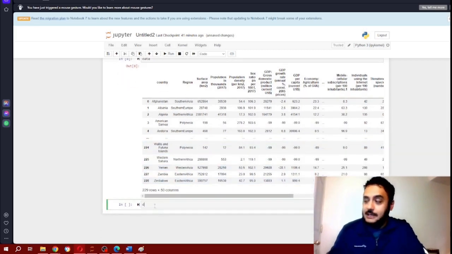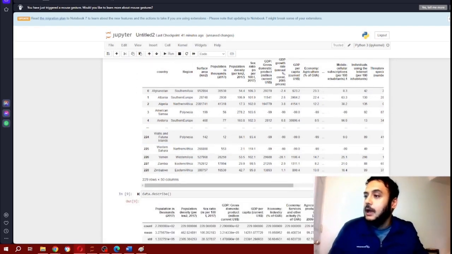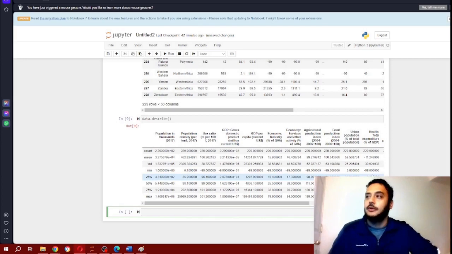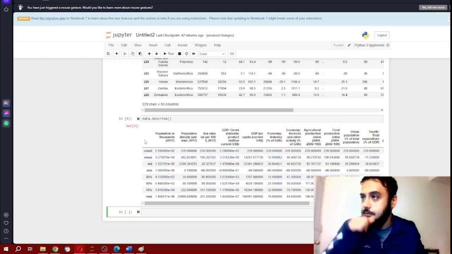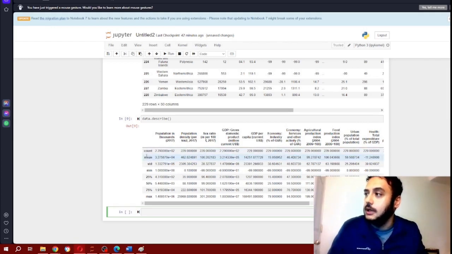One of the most basic things you can do is to look at the descriptive statistics of each of your variables. Which is the count, which is the count of rows of records, and the mean, which is the average.